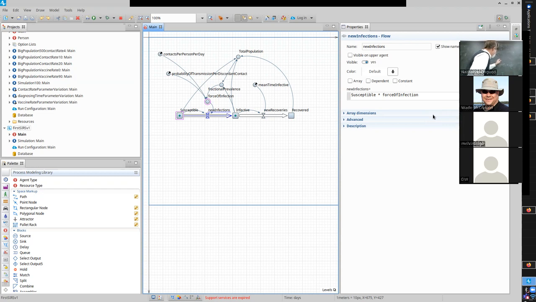And what is that called? That probability per day they'll get infected has a very special name. In fact, it's so special, it's in this very diagram. It is called force of infection. It even has a special letter, lambda, the force of infection.